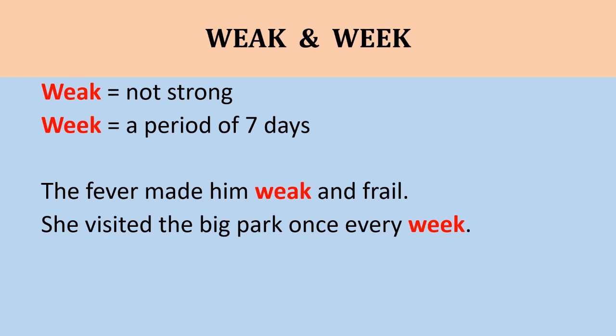This pair of homophones pronounced as weak has two spellings. WEAK with a different meaning. WEEK with a different meaning. WEAK, weak, is not strong. Opposite of strong is weak. WEEK, a period of 7 days. That is 1 week. The fever made him weak and frail. That is WEAK. She visited the big park once every week. That is W-E-E-K.